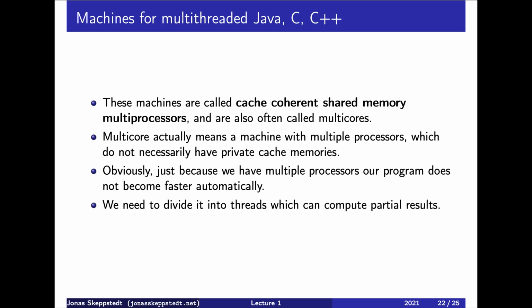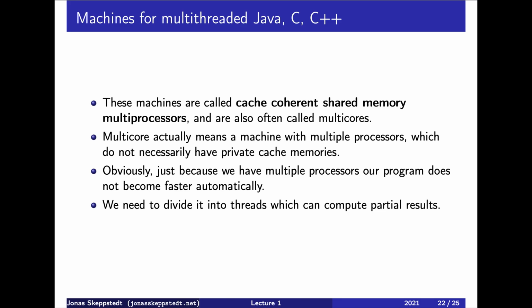Okay, so these machines are called cache coherent shared memory multiprocessors. Shared memory means that the different CPUs can address variables in a shared or common memory. It's the same address space that the different CPUs run in. That means the programmer does not have to create messages and send them to a different CPU. And cache coherent means that in some sense the caches of the different CPUs have the same content. That's a very simplified explanation, but that's the goal.